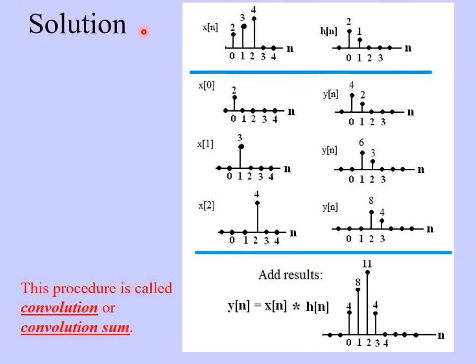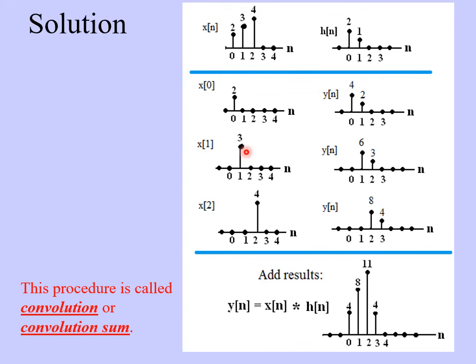All right, so here's the solution. To do this, it's actually pretty simple once you get the hang of it. Remember, our input was a 2, a 3, and a 4, and our impulse response was a 2 and a 1. So let's take this signal, x of n, and break it up into 3 separate signals. Here's the first one, which is the 2. Here's the 3, and here's the 4.